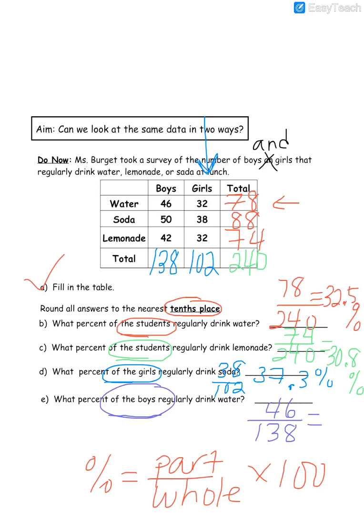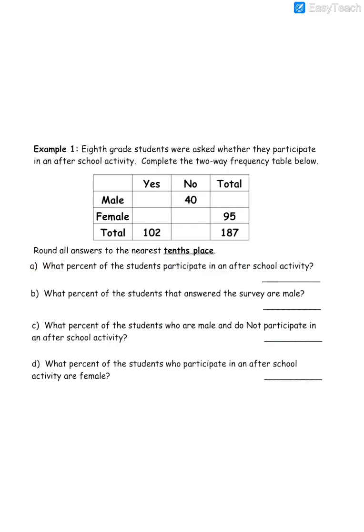And if I do that correctly, I get 33.3 with a bar, but I'm just going to round, and 33.3% is the correct answer. Okay, so let's move on to the next example. Slightly harder than the first one.